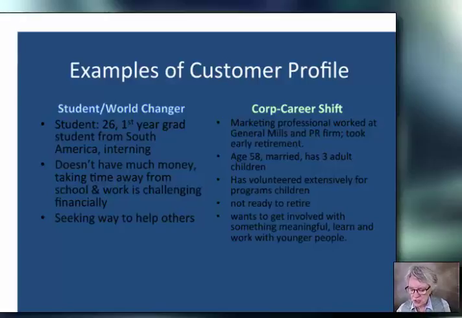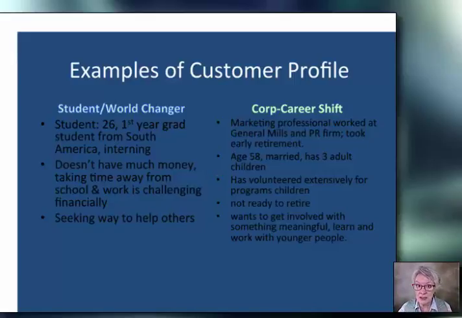So we talked about their situation, the time they have available, and some value piece. So here's a different kind of customer. This is a customer for the Impact Hub. This is a marketing professional who's worked at a major company, General Mills. Then they've worked for a PR firm, so obviously their skill sets are in communication and marketing. They got an opportunity for early retirement from General Mills, and they took it, and now they're looking for what else they can do. They're specifically age 58.